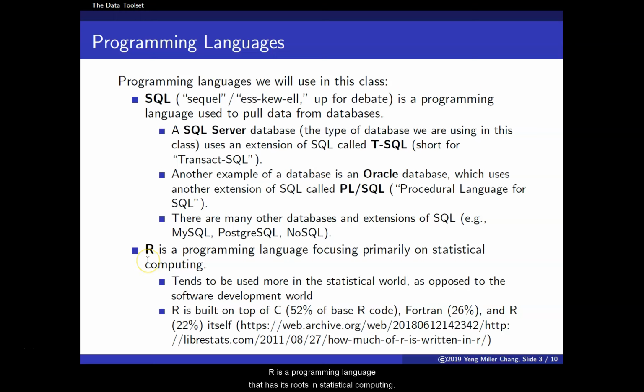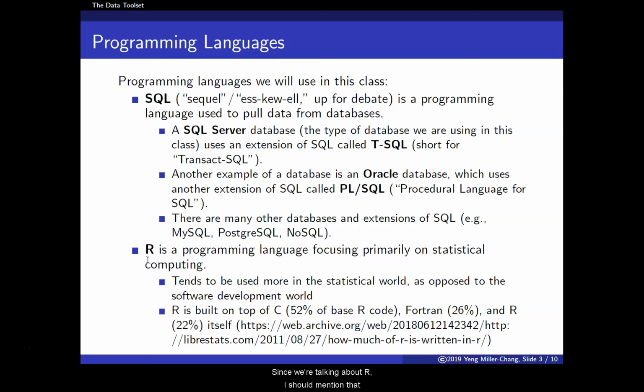R is a programming language that has its roots in statistical computing. It tends to be used more in the statistical world as opposed to the software development world. In the software development world, Python is more popular. R is built on top of C, Fortran, and R itself.